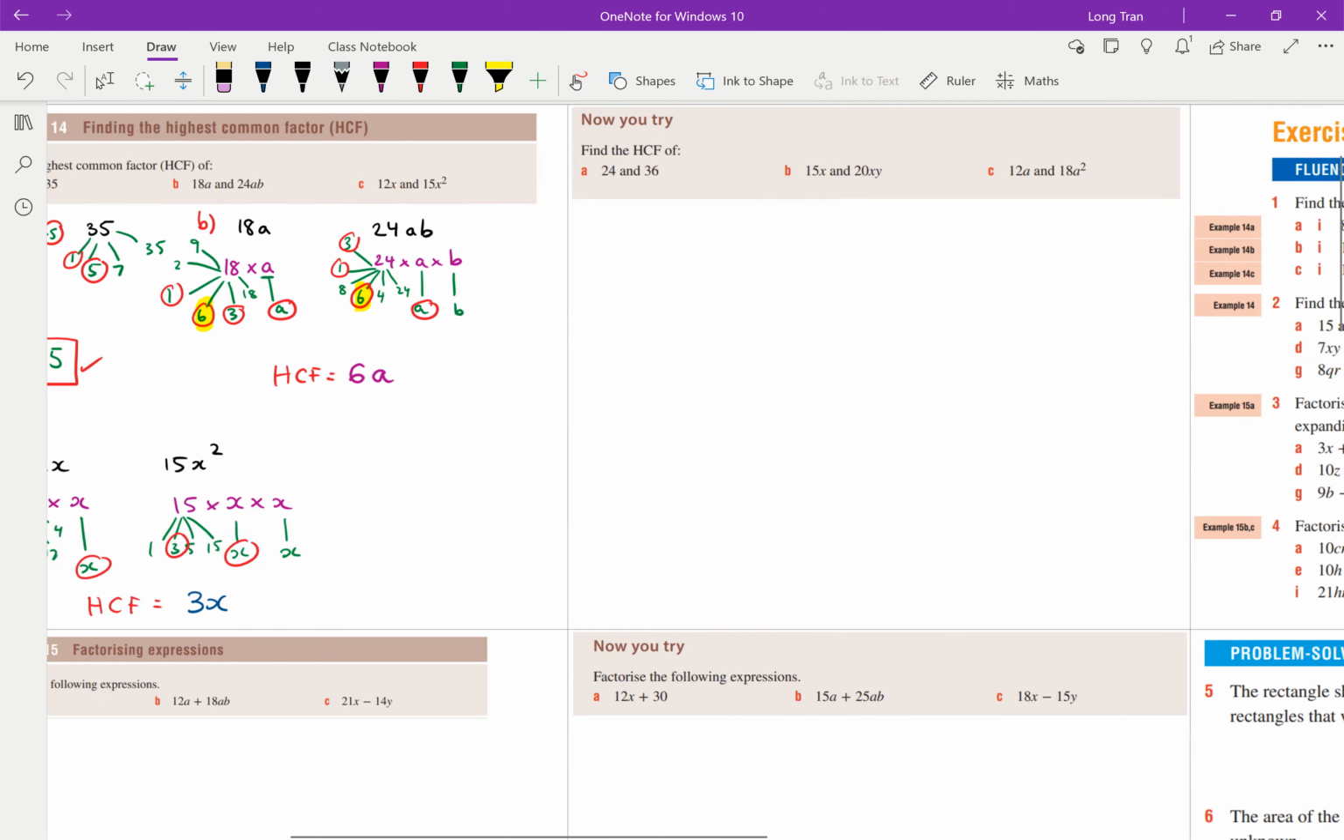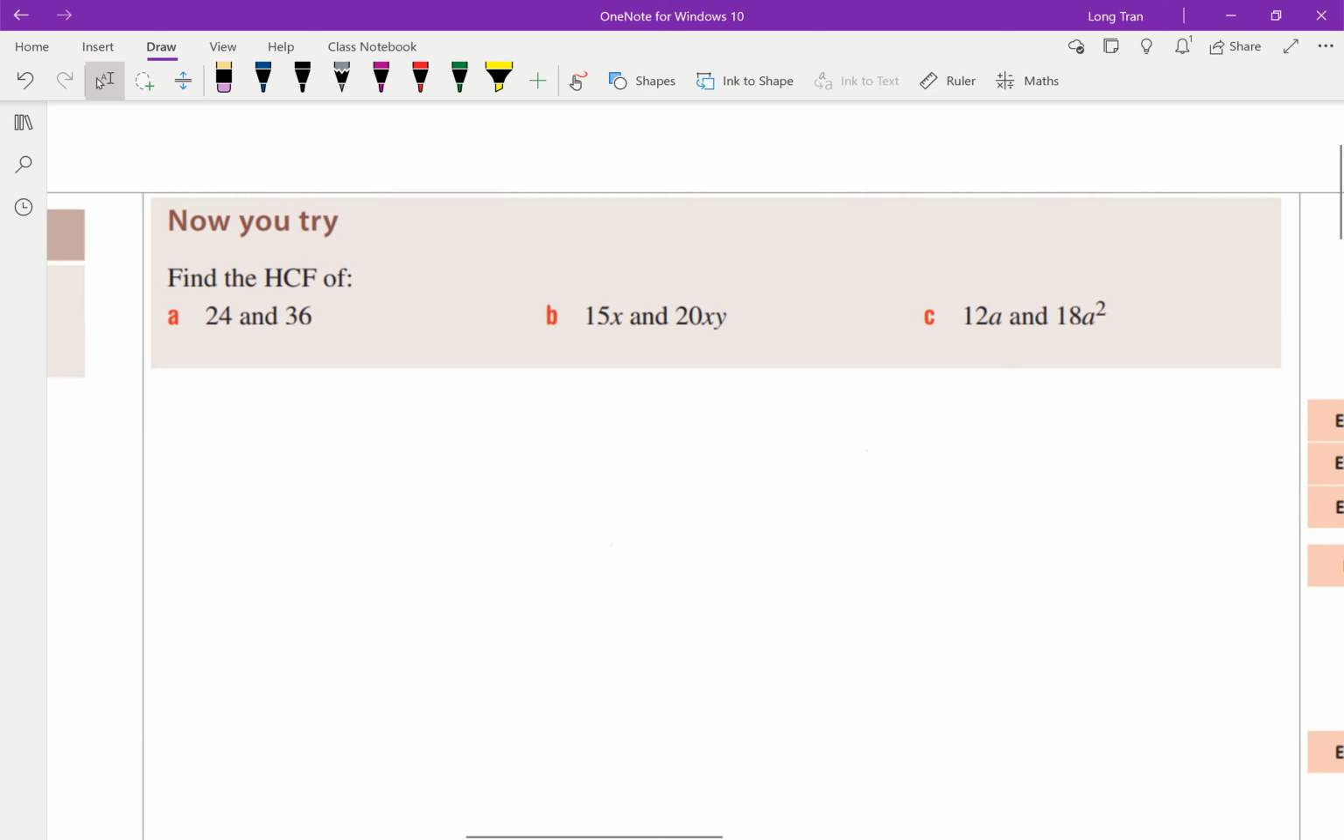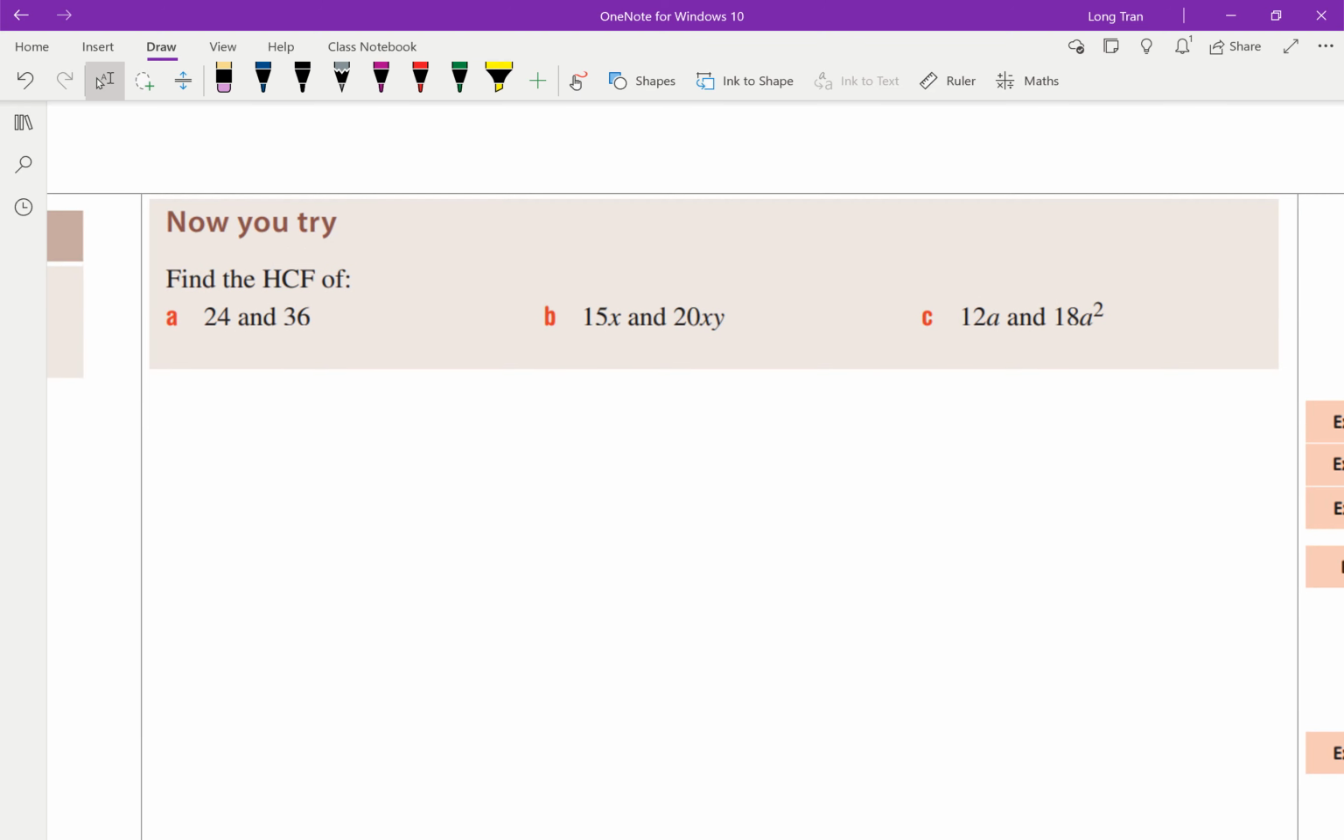So let's see if you can do this now. I'm going to give you 5 minutes. It's currently 2:25. I want you to find the highest common factor of 24 and 36, the highest common factor of 15x and 20xy, and the highest common factor of 12a and 18a squared. Let's go. 5 minutes. Show me that you understand phase 1. So phase 1, you have to be able to find highest common factor. Then I'll show you phase 2. Okay, I'm going to come around.